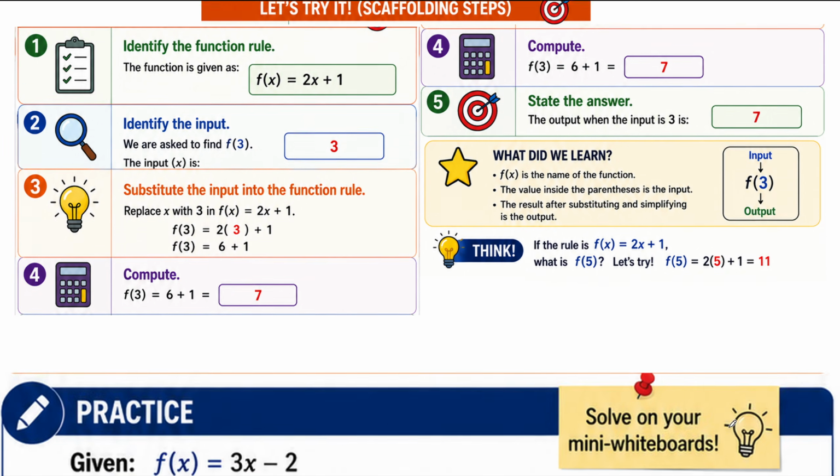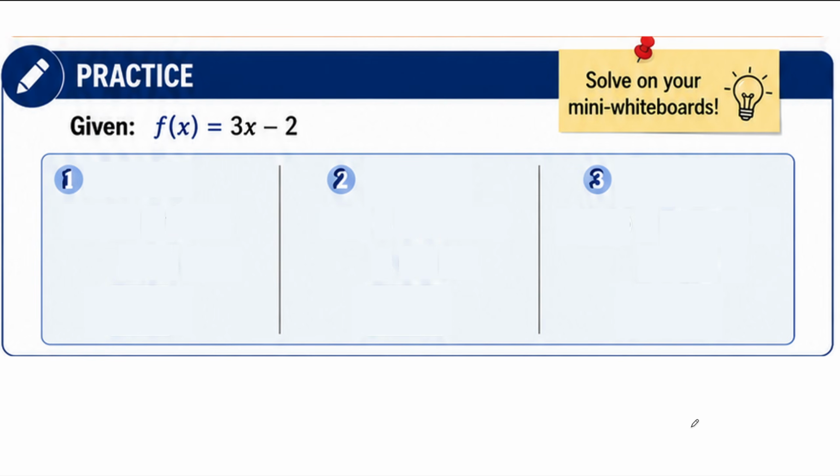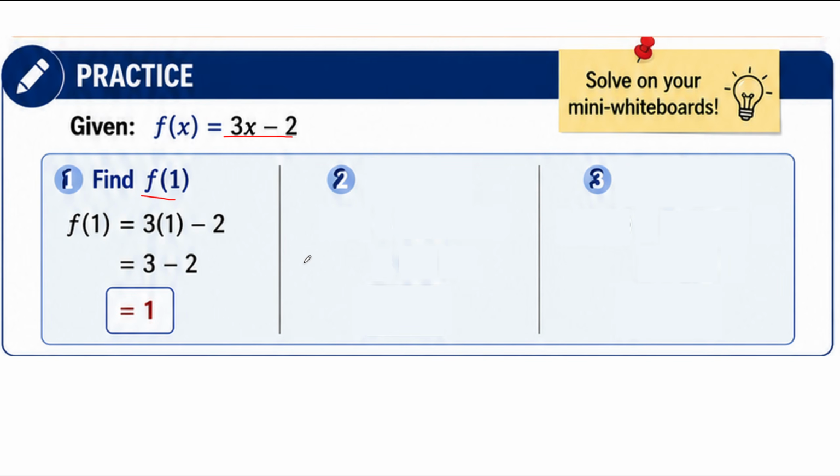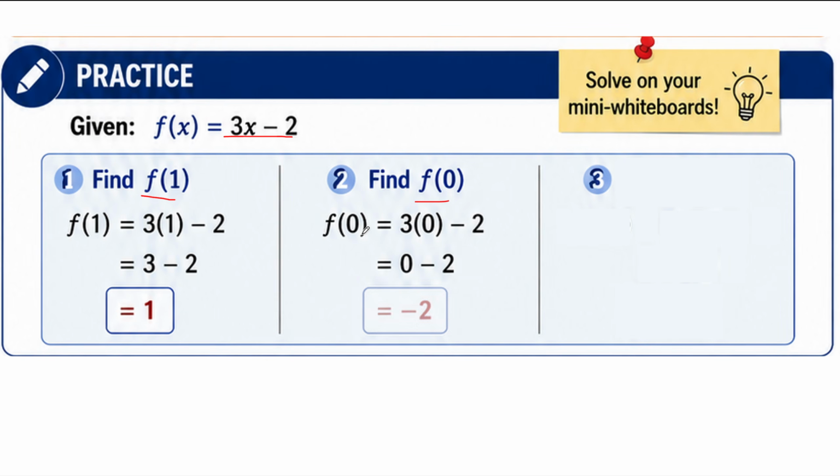That's it. Okay, so let's practice. So given this particular function, 3x minus 2, let us find out the f of 1. Okay, that is equal to 3 times 1 minus 2, that is 3 minus 2 equals 1. Good to go. Let's find out what about 0 naman. F of 0 equals 3 times 0 minus 2 equals 0 minus 2, that is negative 2.